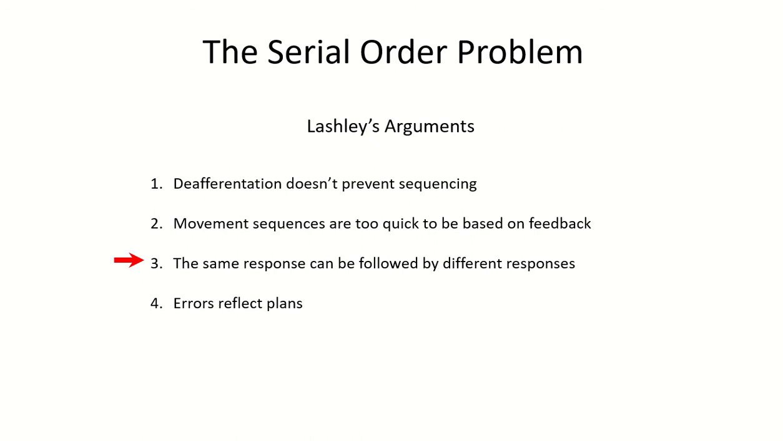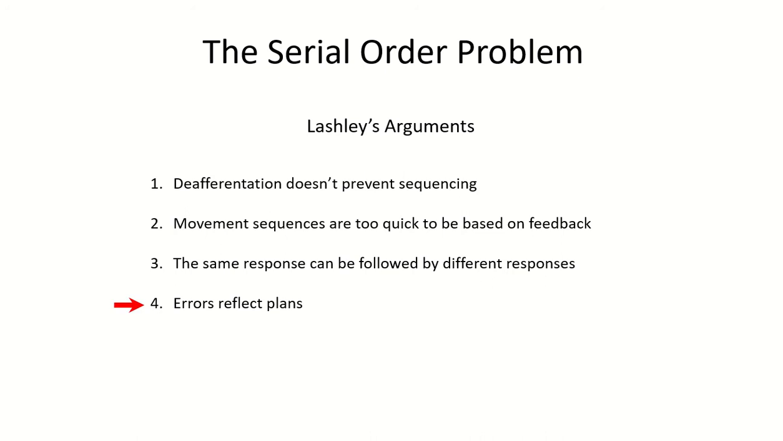A third argument is pretty obvious, right? The same response can be followed by different responses. So what this means is, if I'm walking, then according to reflex chaining, if I've taken one step, now I get sensory information back, and that sensory information should determine what my next step is going to be. Well, in reality, I can decide right now to get up and go walk to my kitchen, to my living room, to my dining room, and it's not clear, if everything is based on reflexes, why it is possible that I can make these particular decisions. So that's another issue that Lashley raised as an argument against reflex chaining.